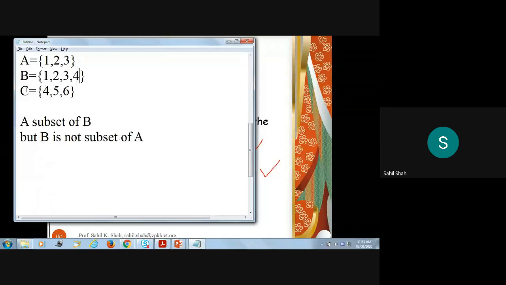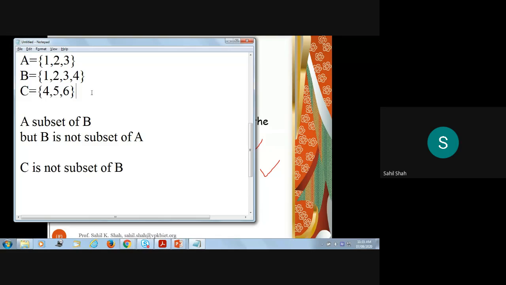What will be the relationship between C and A? A is not equal to C. A is also not a subset of C, and C is not a subset of A. How about B and C? Can I say C is a subset of B? Again, C is not a subset of B. Why? Only one element, that is 4, belongs to B, but we have two additional elements, 5 and 6, which are not present in B. Hence C is not a subset of B.